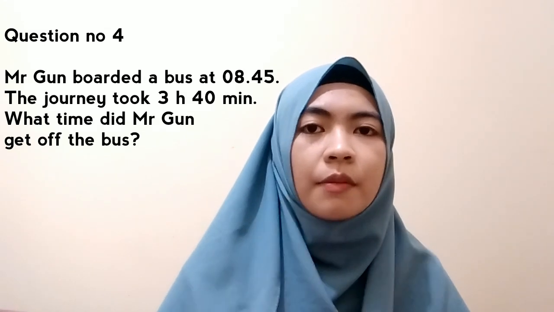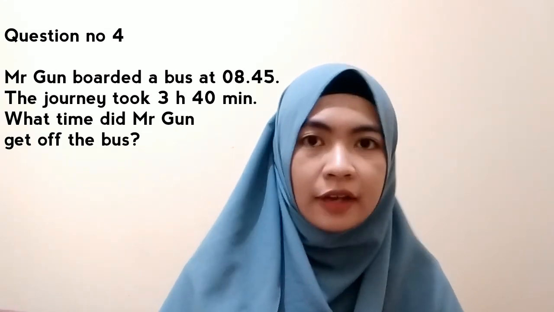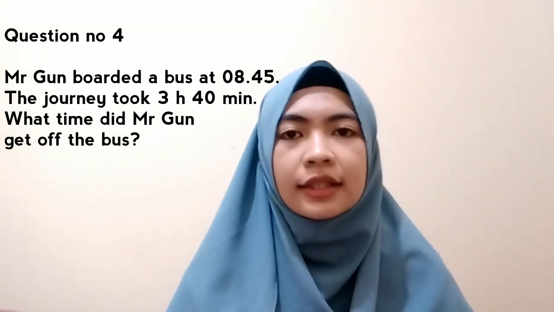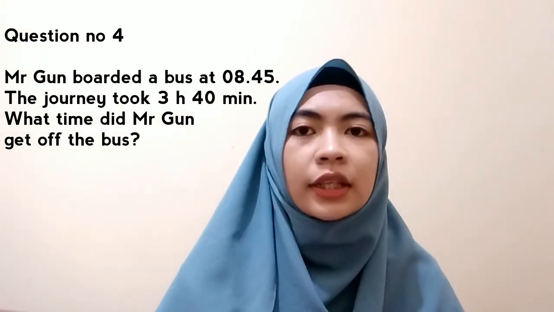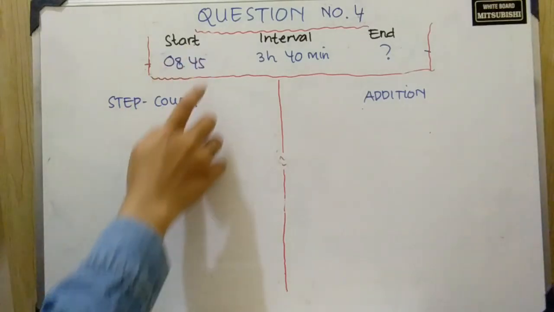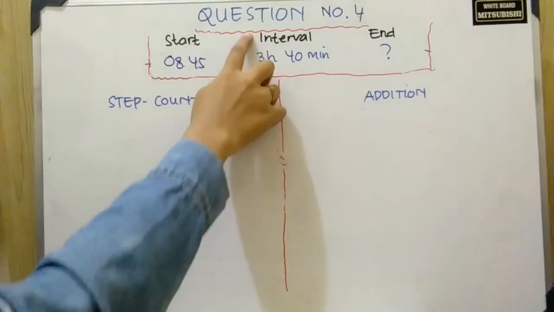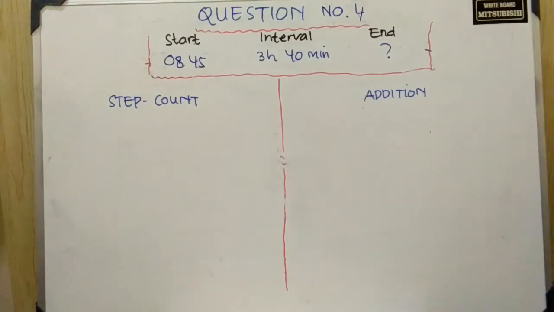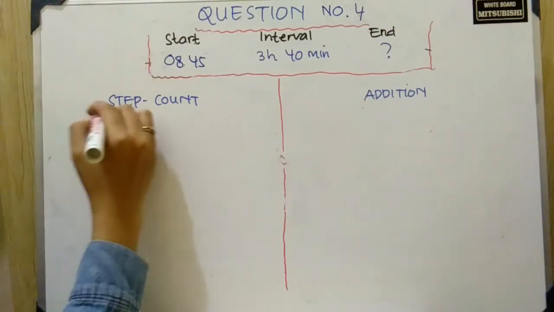The fourth question. Mr. Gun boarded the bus at 8:45. The journey took 3 hours and 40 minutes. What time did Mr. Gun get off the bus? Question number 4, given the start time and interval time, we need to find the end time. First, using step count.